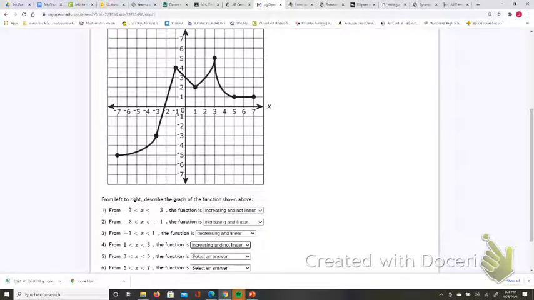Okay, the next section is from 3 to 5. And notice that it is going downhill and it's not linear. So it is decreasing and not linear. And then the last section is going from 5 to 7. And notice that it's straight across, so it's constant.